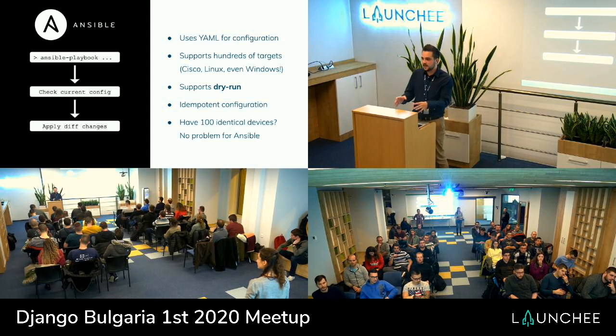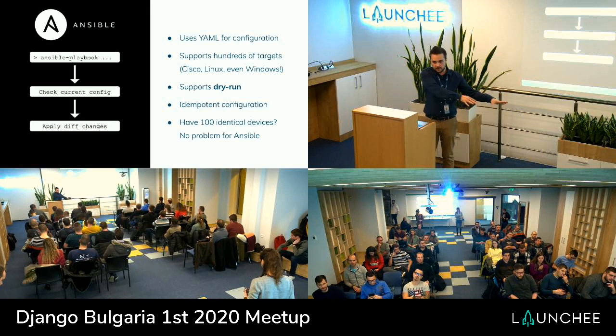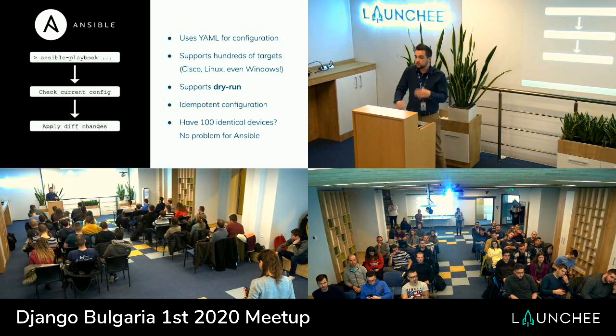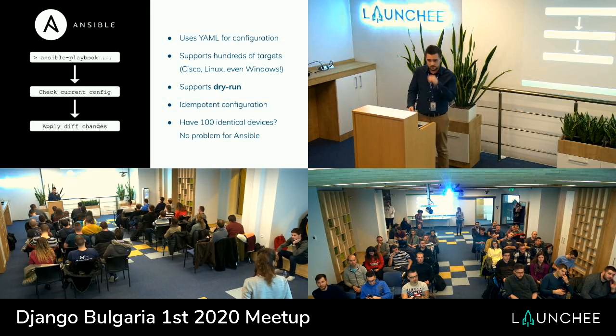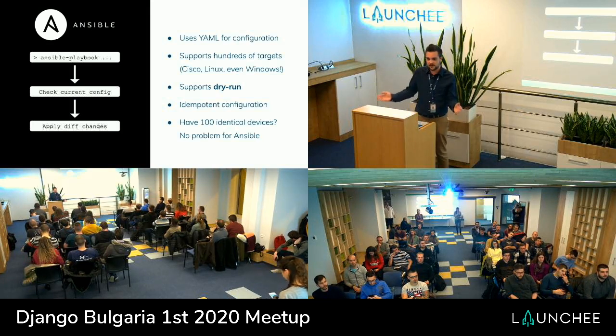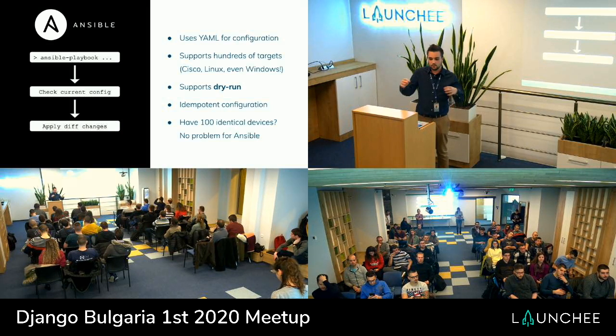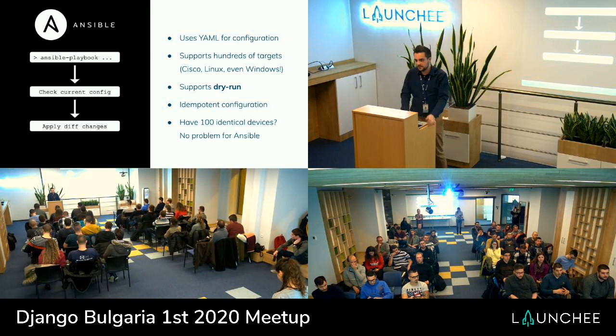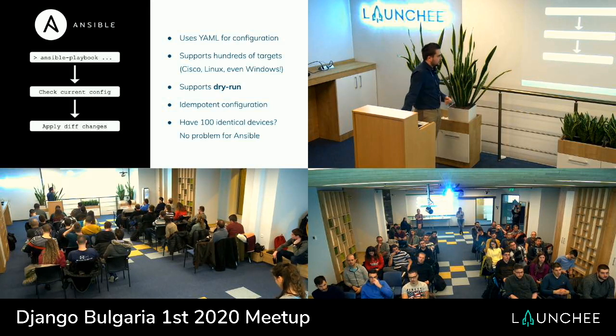say, I would like to have a VPN connection between this IP address and this IP address with this pre-shared key. And you might want to run your script multiple times, but you don't want to create five VPN connections. You just want one. You just want that when you make modifications to your stack, you can actually have the changes applied without repeating what was already there. So this is all about idempotency.